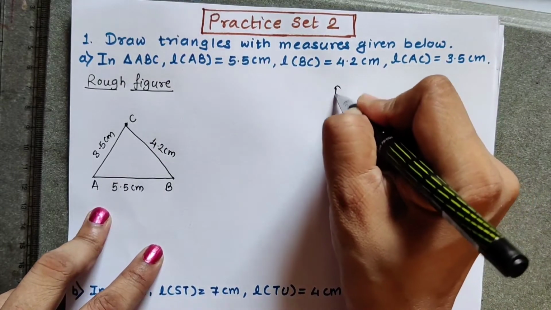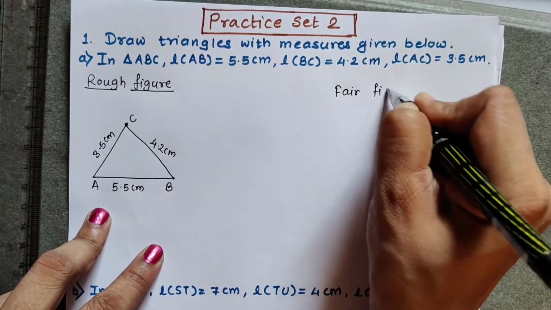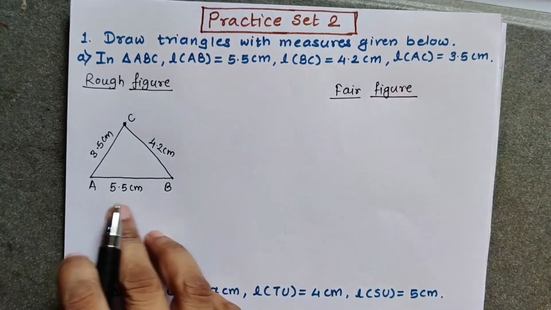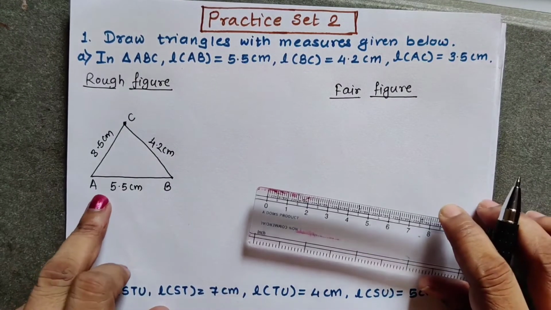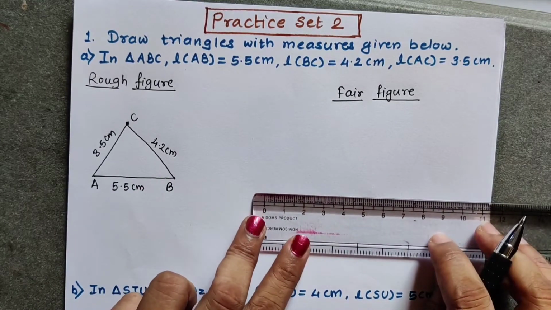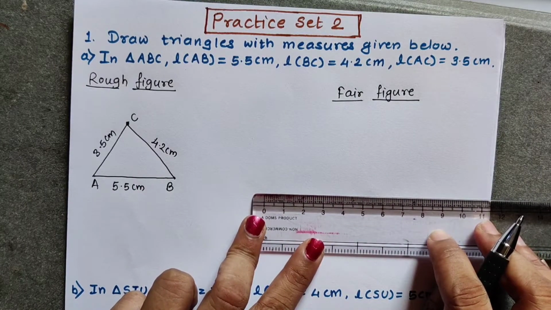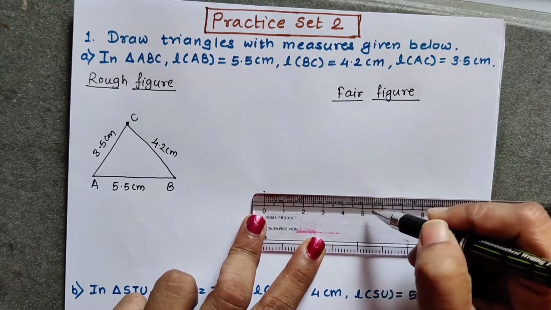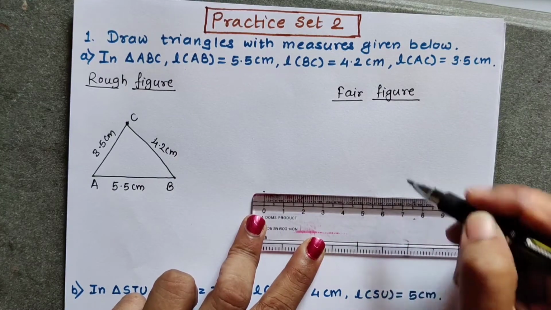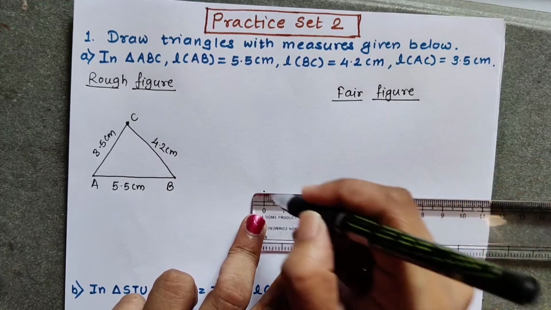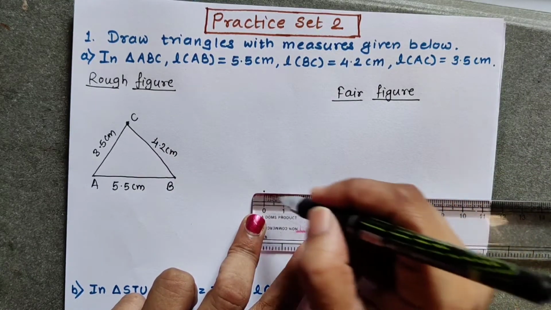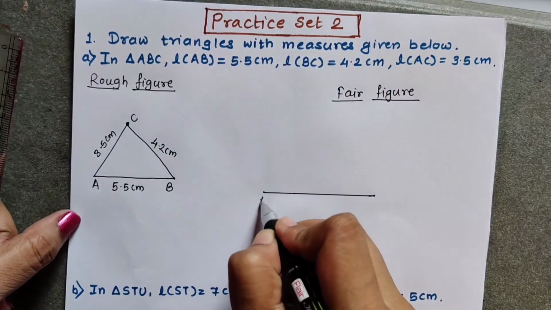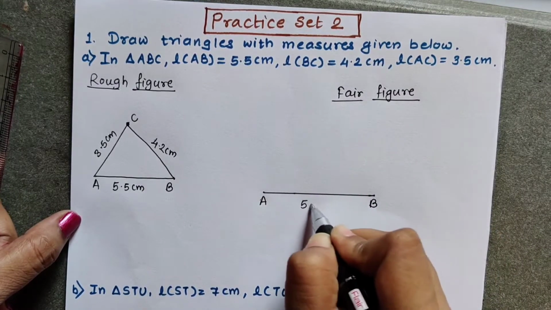Now we are going to draw the fair figure or fair diagram. For the fair figure we require all the measurements to be exact. So first we have to draw the base side AB, which is 5.5 centimeter. I am going to draw this AB 5.5 centimeter. From 0 to 5.5, the point should lie between 5 and 6, at the midpoint. So here I have made one point at 0 and a second point at 5.5, and in this way we can draw a segment of 5.5 centimeter length. AB is 5.5 centimeter of length.